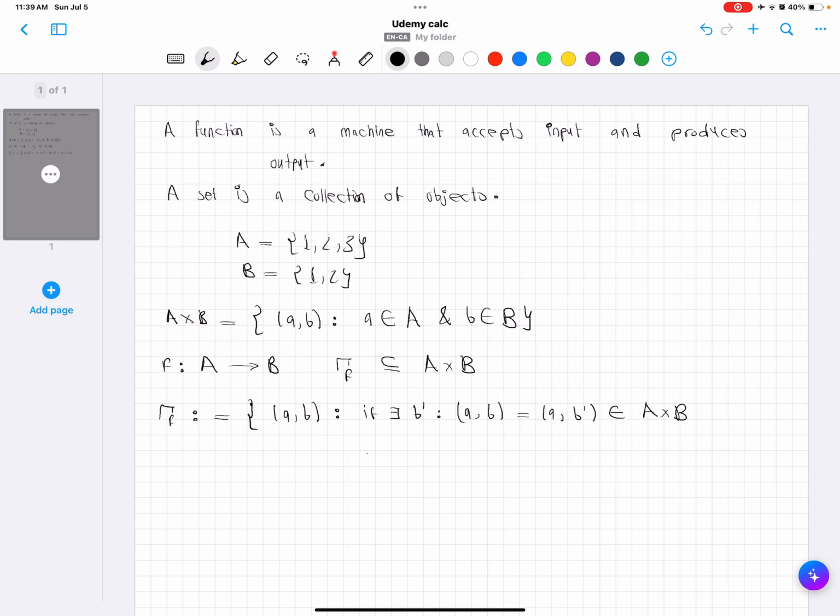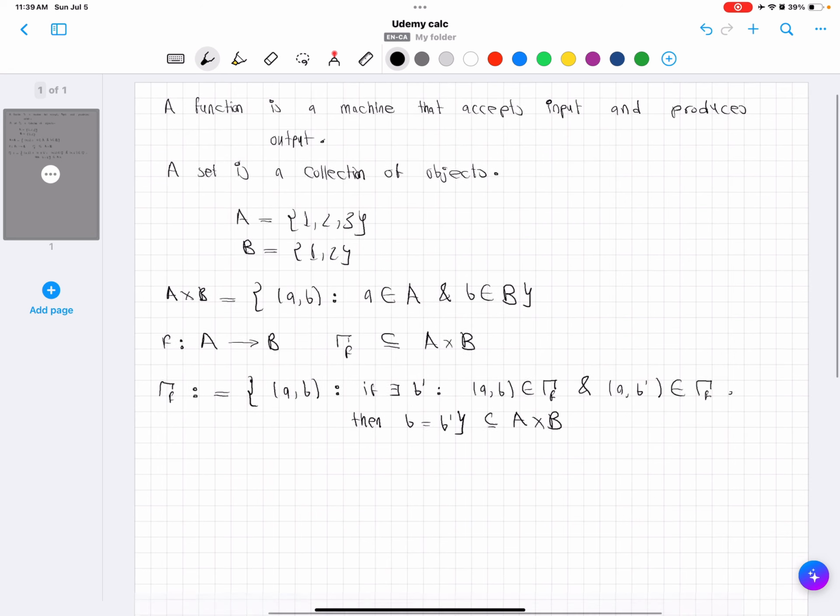then, one second, let me just write it like this. If (a, b) belongs to sigma of f and (a, b prime) belongs to sigma of f, then b is equal to b prime. So this is a subset of A cross B.